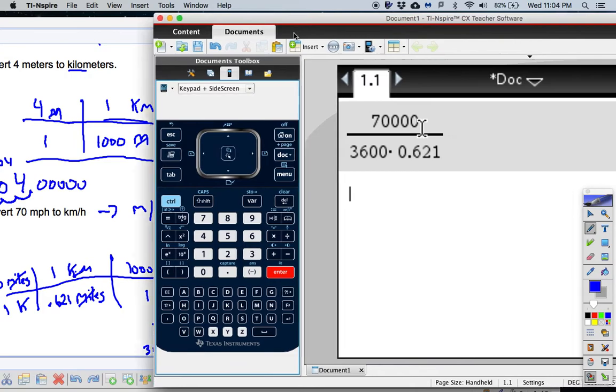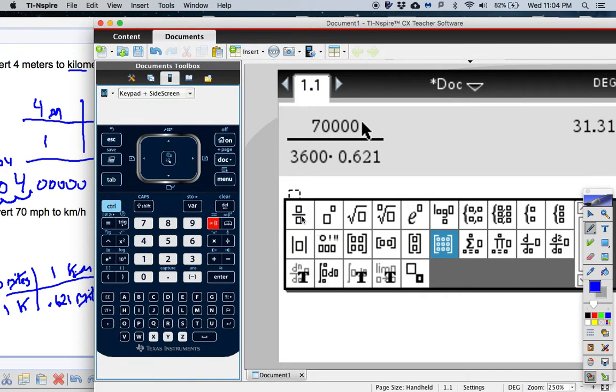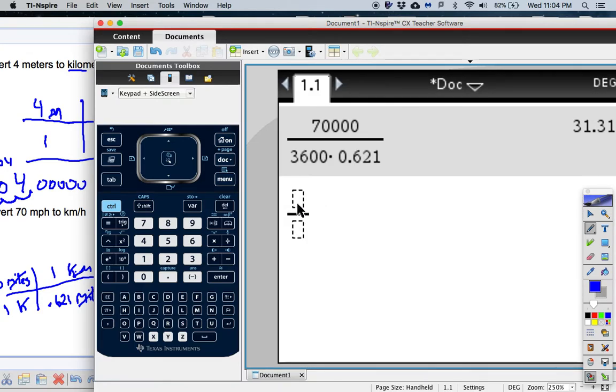Now the other way to do it with your calculator is like this. They actually have a button over here. If you click on this, and this is the fraction button, and it will actually then set it up for you so you don't make the mistake of forgetting your parentheses, because now I don't need them, it's already done for you.